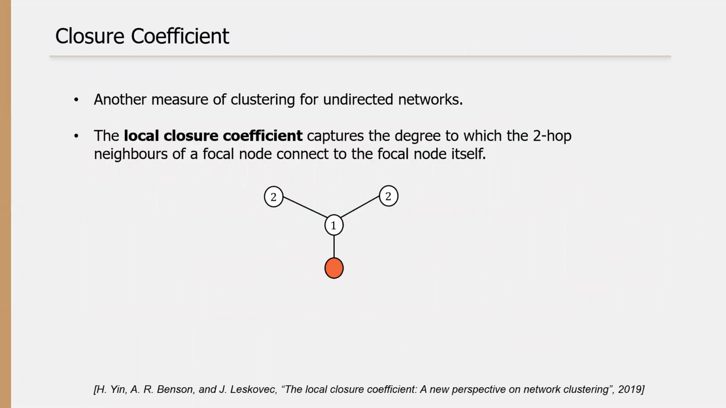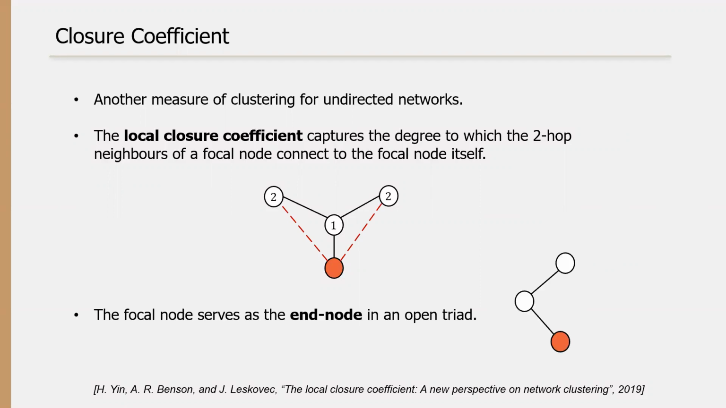Another measure of local edge clustering, the closure coefficient, is recently proposed. By having the focal node as the end node in the open triad instead of the central node, it provides a new perspective on network clustering. Specifically, it captures the degree to which the two hop neighbors of a focal node connect to the focal node itself. The definition is given here.